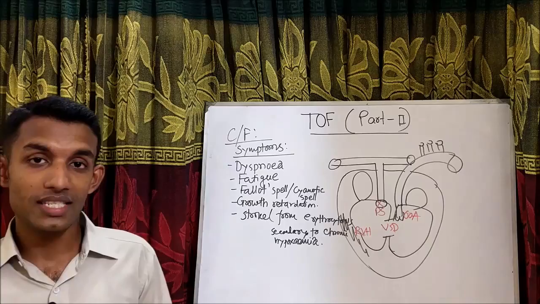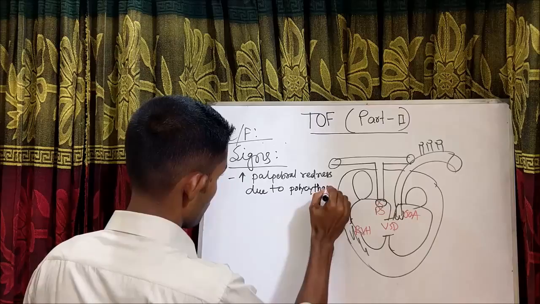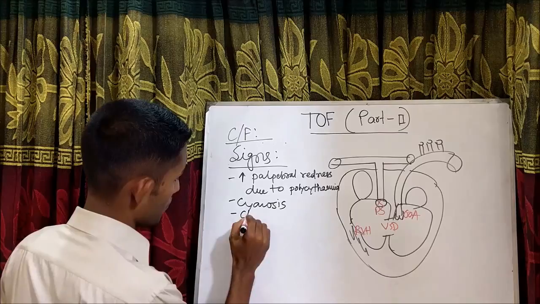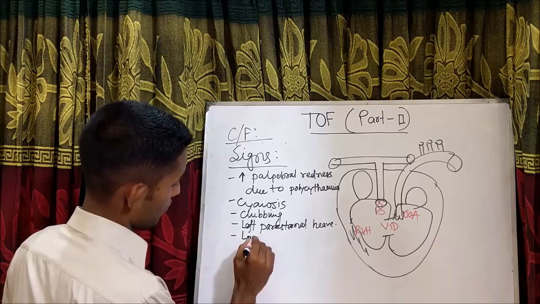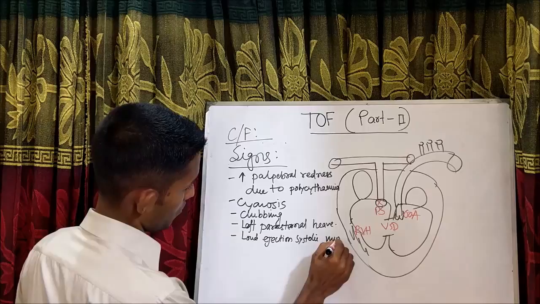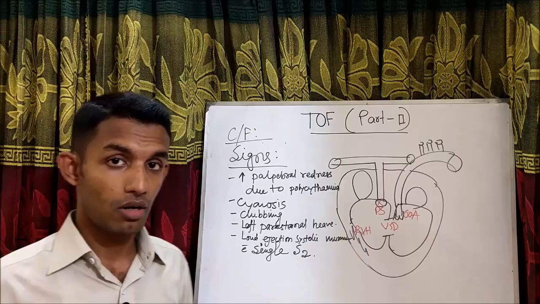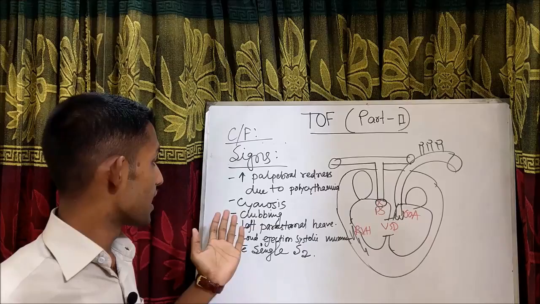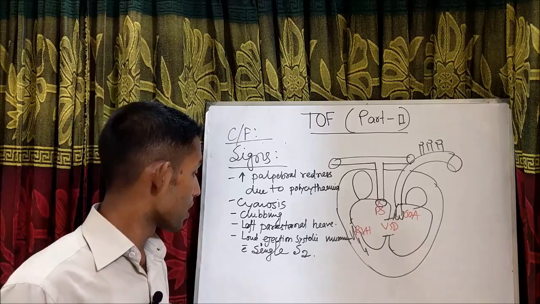Now, what are the signs of Tetralogy of Fallot? So, the signs of Tetralogy of Fallot are, first one is increased palpebral redness due to polycythemia, then cyanosis, there will be clubbing, and left parasternal heave. Why left parasternal heave? Left parasternal heave is due to the right ventricular hypertrophy. And loud ejection systolic murmur with single S2.